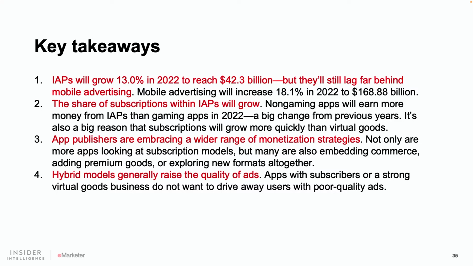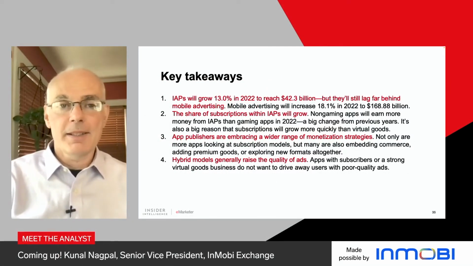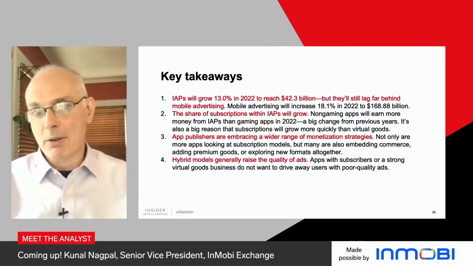Third, app publishers are embracing a wider variety of monetization strategies. You're seeing a lot of hybrid models, a lot of different models. I think that's going to provide a lot of opportunities for advertisers and for things like embedded commerce and other things. And lastly, hybrid models are generally going to demand higher quality ads, as apps want to keep their subscribers and sell virtual goods. They're going to want to have higher quality ads.